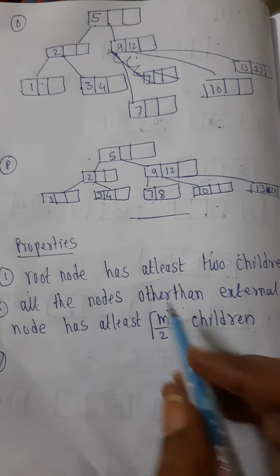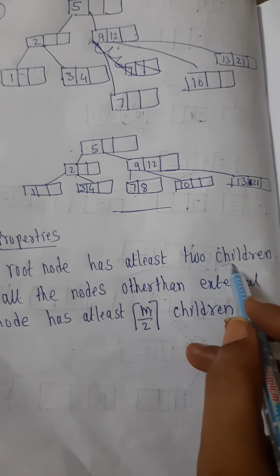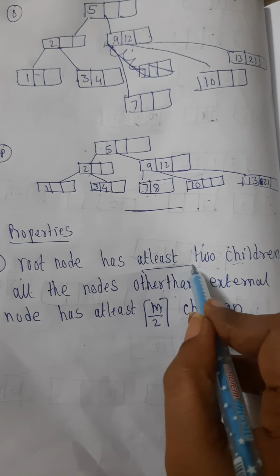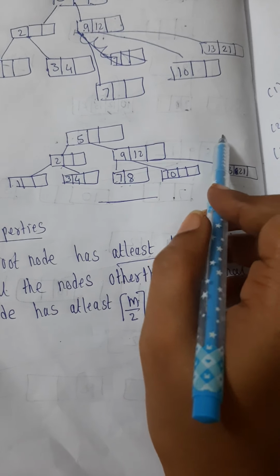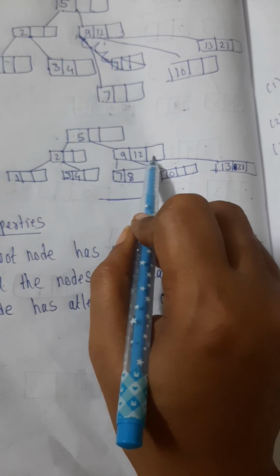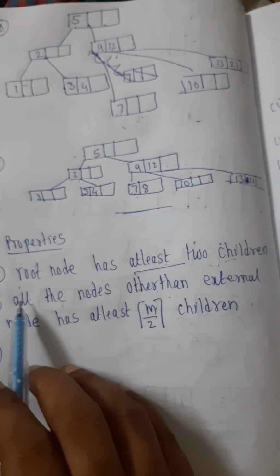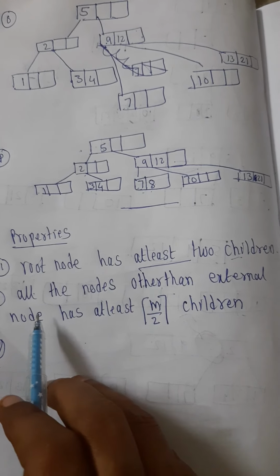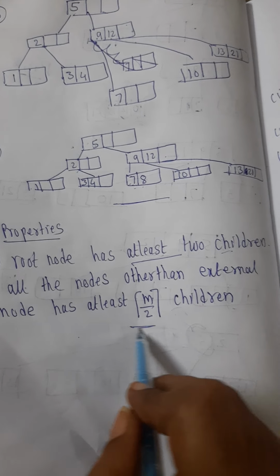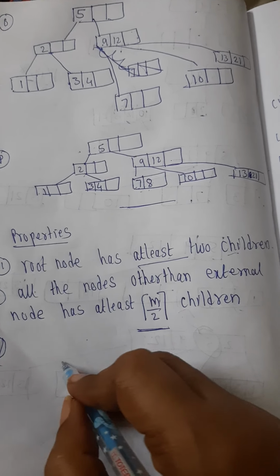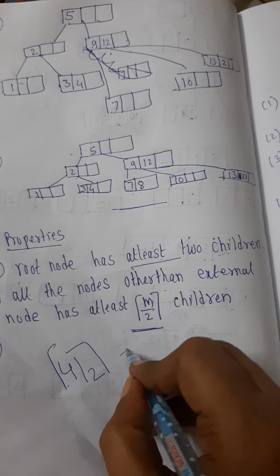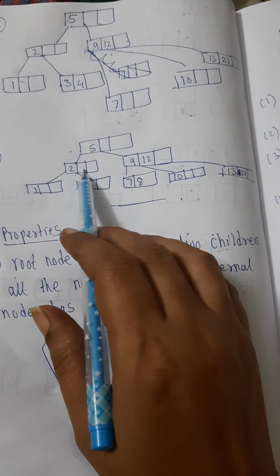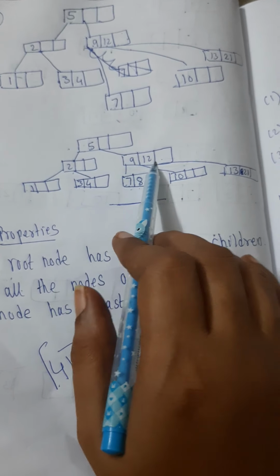And if you observe here, these are the properties I have given. The root node has at least 2 children. At least 2 children the B tree will be having. How many children do you have? 2. It can have more than 2, but minimum 2 it should have. And all the nodes other than the external nodes have at least m by 2 children. M here, I said 4. So 4 by 2 is 2. So 2 children it should have.